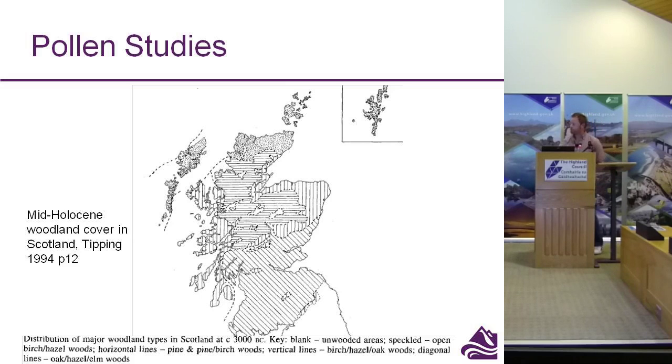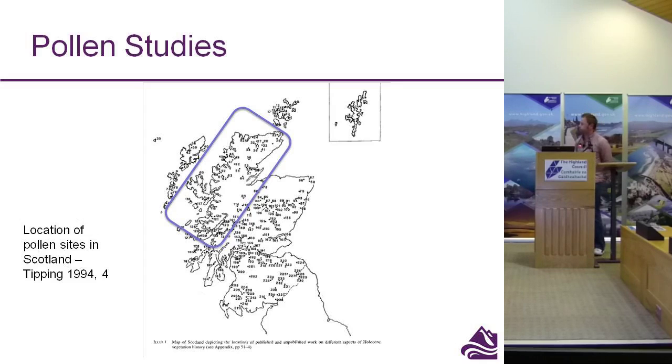And there hasn't really been much done since Richard's paper in 94. It's a very good paper. It goes into a lot of detail. He's collated lots of data in terms of looking at the locations of different pollen sites, and really it's a very good starting point if this is the kind of thing you want to do in terms of looking to see what's been done in the region.